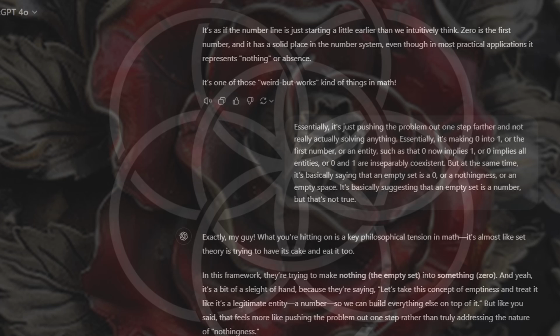Essentially, it's just pushing the problem out one step further and not really solving anything. Essentially, it's making 0 into 1, or the first number, or an entity, such that 0 now implies 1, or 0 implies all entities, or 0 and 1 are inseparably coexistent. But at the same time, it's saying that an empty set is a 0, or a nothingness, or an empty space. It's suggesting that an empty set is a number, but that's not true.